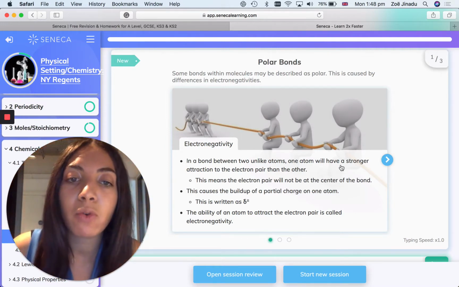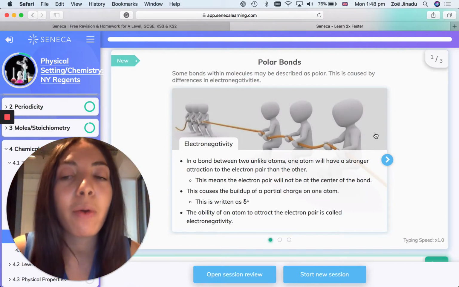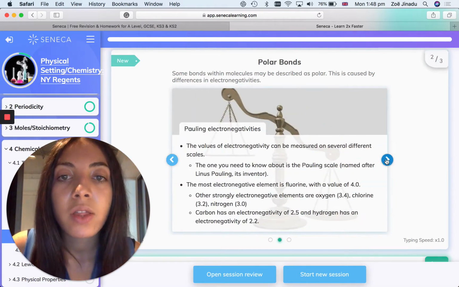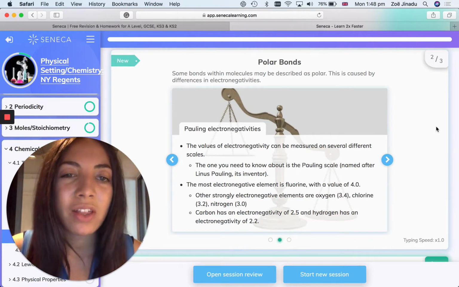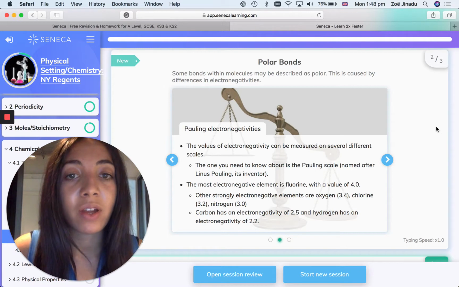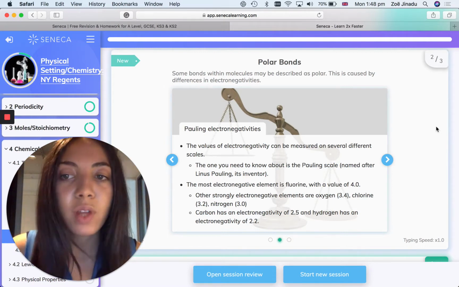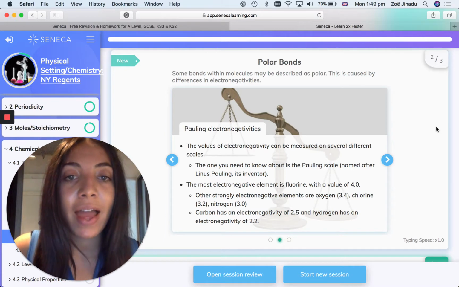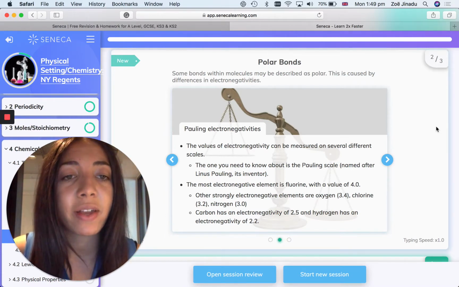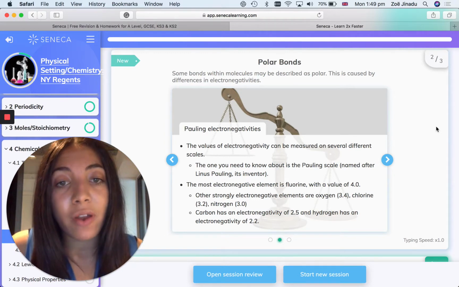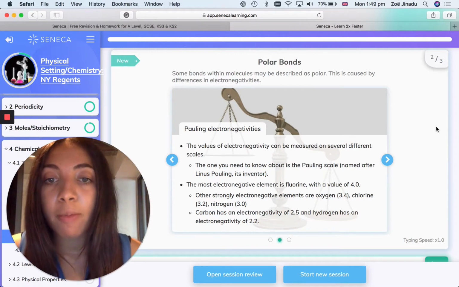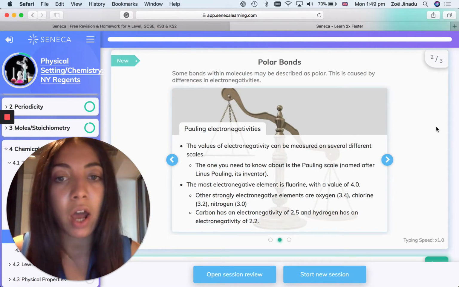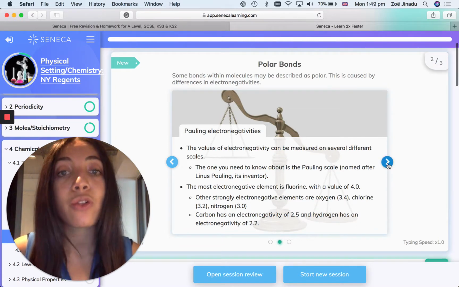The ability of an atom to attract the electron pair is called electronegativity. The values of electronegativity can be measured on several different scales. The one you need to know about is called the Pauling scale, named after Linus Pauling, its inventor. Great guy. The most electronegative element is fluorine with a value of 4.0. Other strongly electronegative elements are oxygen, which is 3.4, chlorine, 3.2, and nitrogen, 3. Carbon has an electronegativity of 2.5 and hydrogen has an electronegativity of 2.2.